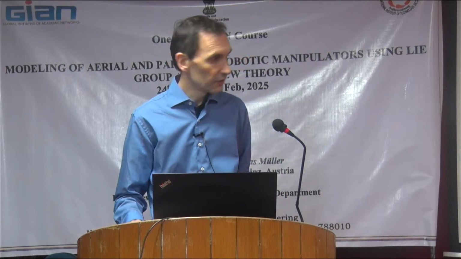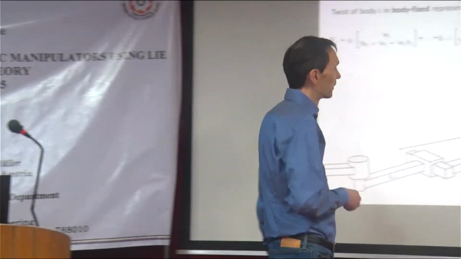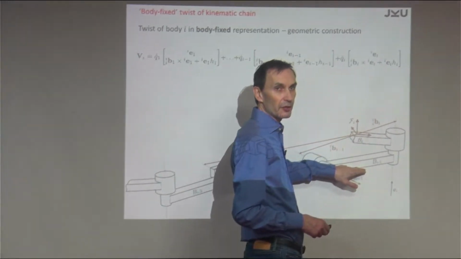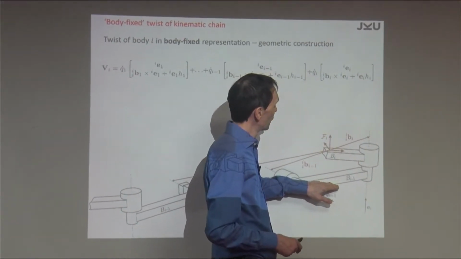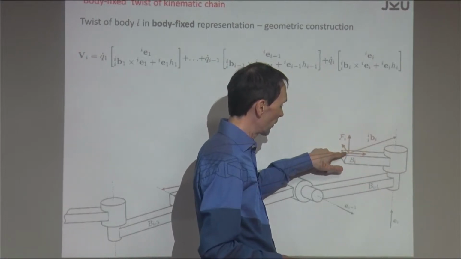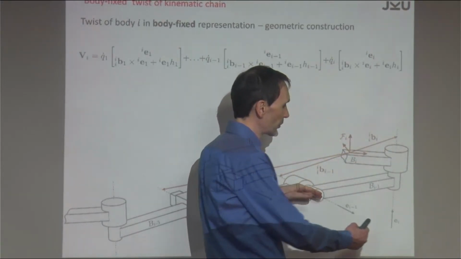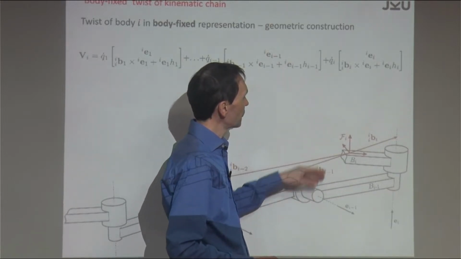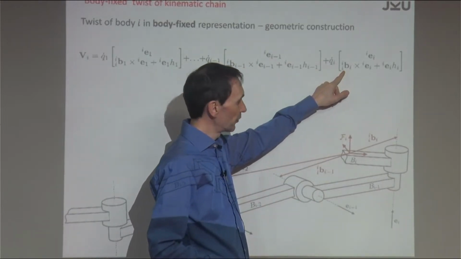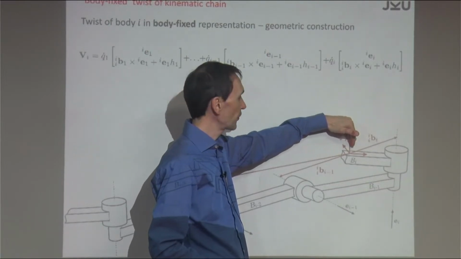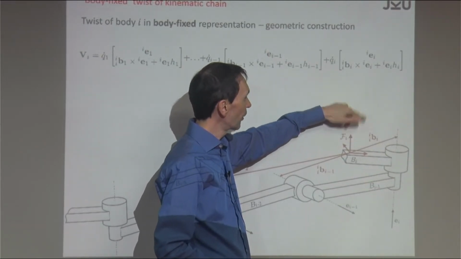is that if you have the two, again, body I minus 1. So the twist of this frame, this means body I, due to the motion of the last joint, what is it? It was just this term here, right? It was just the screw coordinate of the joint I expressed in frame I times q dot.